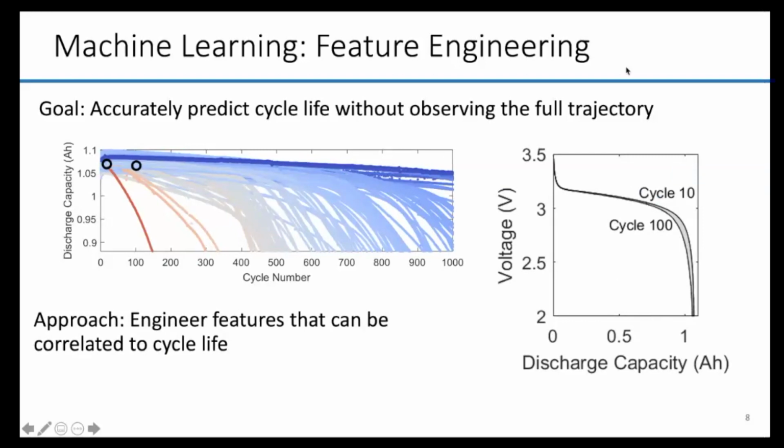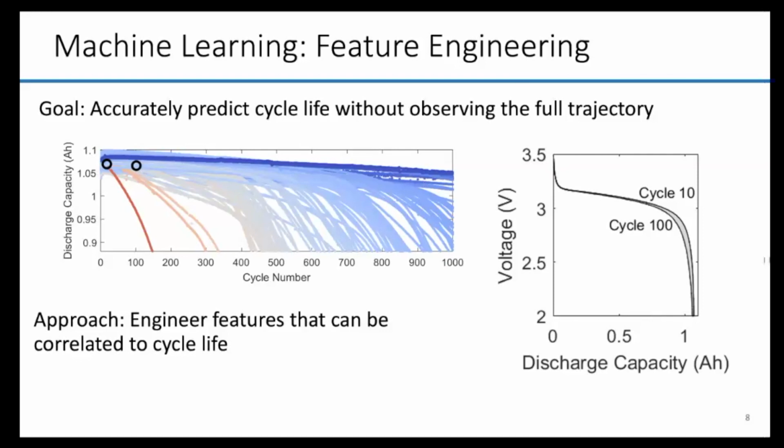So I'm showing these two curves corresponding to cycle 10 and cycle 100 on the right. And each dot on our capacity fade curve, two of which I'm showing here on the left, have a corresponding discharge capacity voltage curve. And we can see that that curve is changing with cycle number. So the hypothesis was that we can generate features based on these curves and correlate them to the eventual cycle life.